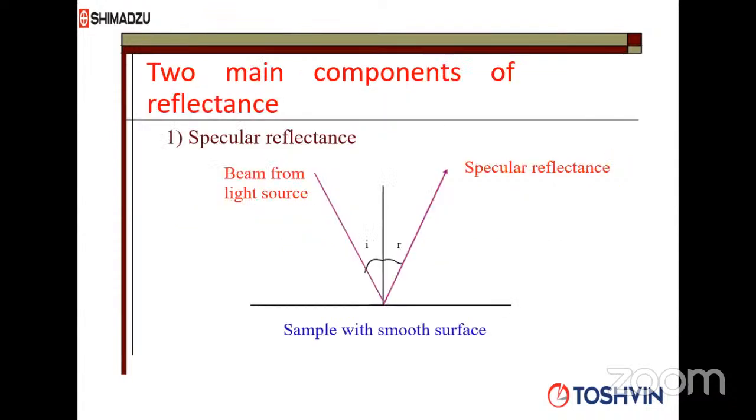Specular reflectance means very simple. It requires a very smooth and shining surface, and the angle of incidence is equal to the angle of reflectance. That is what is known as specular reflectance. When the light is coming on a very polished surface, it gets reflected from the surface. In this case, the angle of incidence I is equal to the angle of reflection R. It's called specular reflectance.